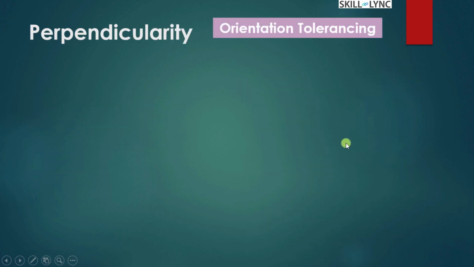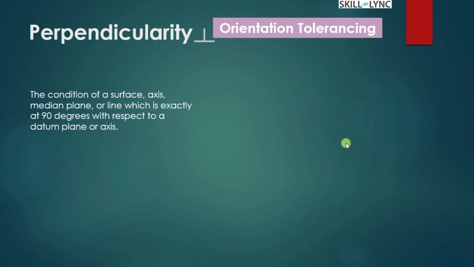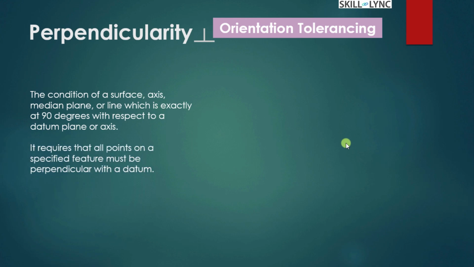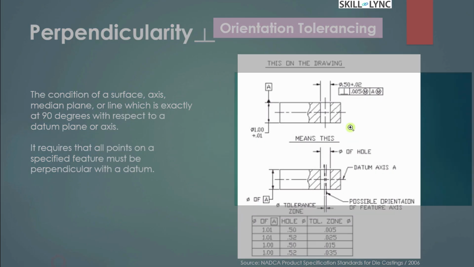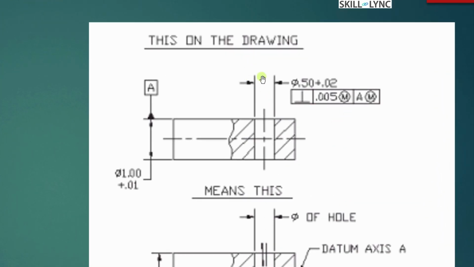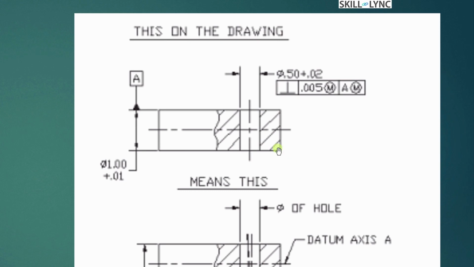Next orientation tolerancing is your perpendicularity, where we maintain the median plane or the surface or axis at 90 degrees with respect to a datum plane or axis. Again, similar to angularity, all the points on the specific feature must be perpendicular with the datum. So we can look at this section. This is a perpendicular through hole machined through this element. Here the perpendicular tolerance zone for size is 0.005 with a maximum material condition, and it applies to the datum plane of A.